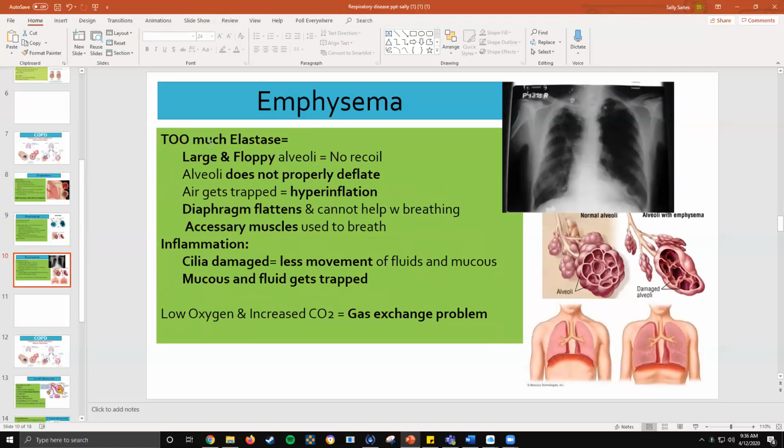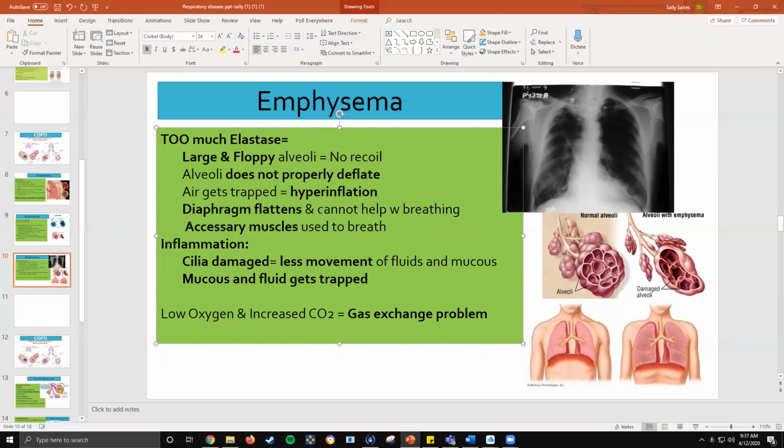Okay, so too much elastase, what does that mean? So remember elastin, think of elastic. And so when we don't have that, our alveoli become large and floppy. There's no recoil because there's no elastic property. The alveoli do not properly deflate. So when that happens, air gets trapped, and so then we get hyperinflation.